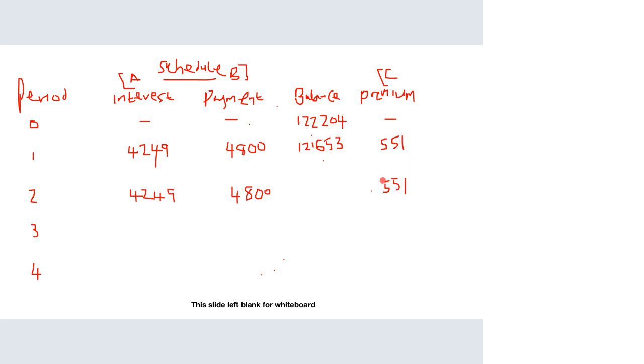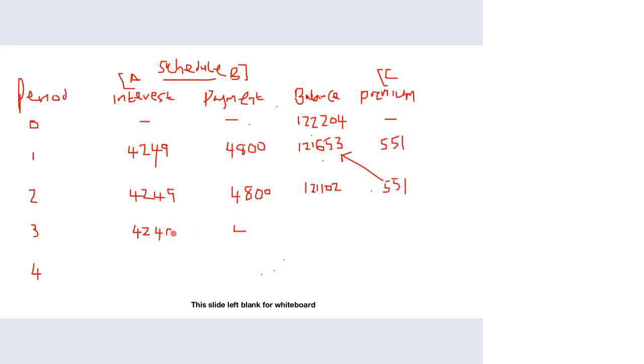So what will change is the balance there. So you subtract 551 from 121,653. Somebody can subtract that. Then year 3, again, move to this. Let us subtract it. Okay, I'm told it is 121,102. Thank you. So that is 121,102. Okay, thank you.